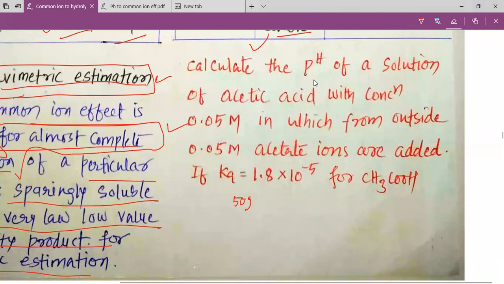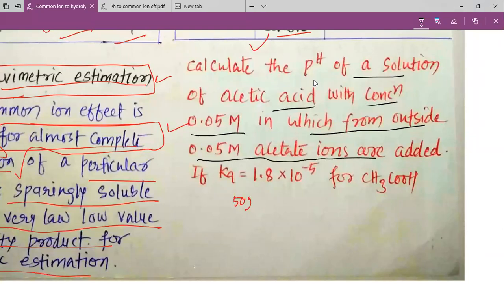Let me read the question for you. Calculate the pH of a solution of acetic acid with concentration 0.05 mole per liter, to which from outside 0.05 mole of acetate ions are added, if Ka is equal to 1.8 into 10 to the power minus 5 for CH3COOH, my dear students.